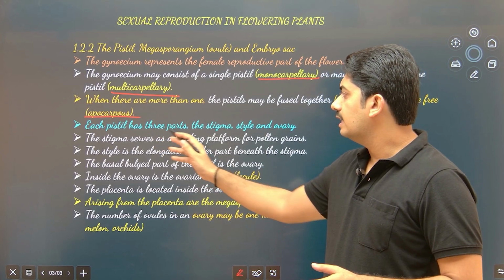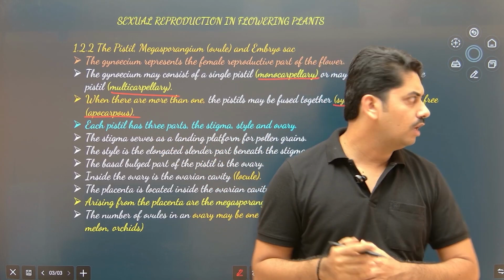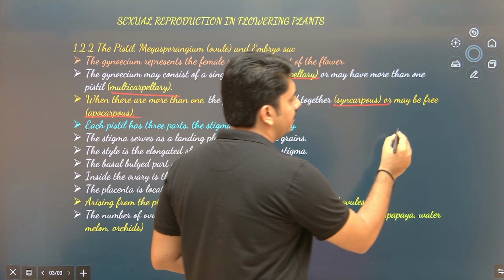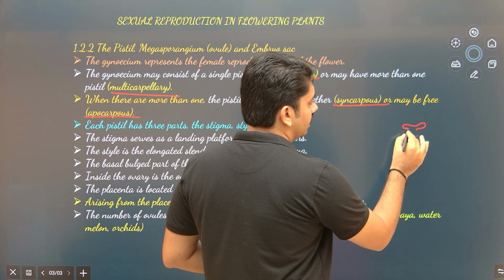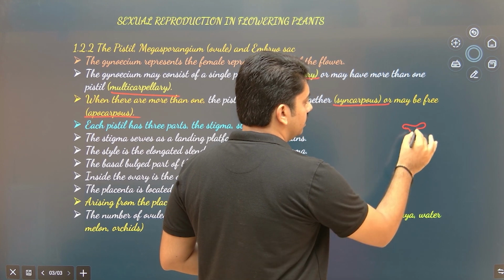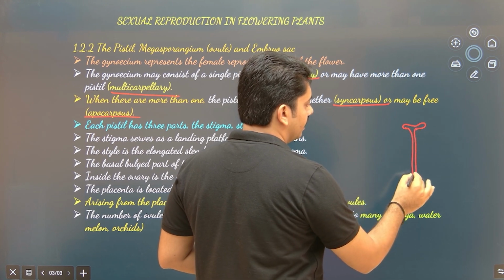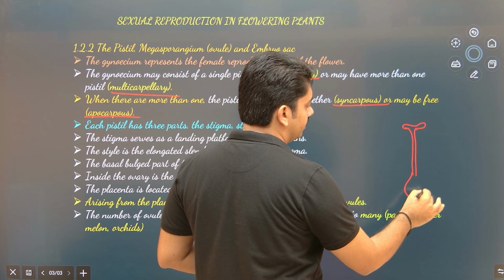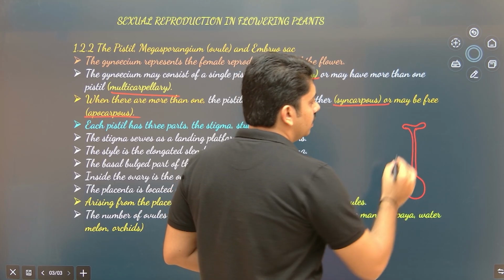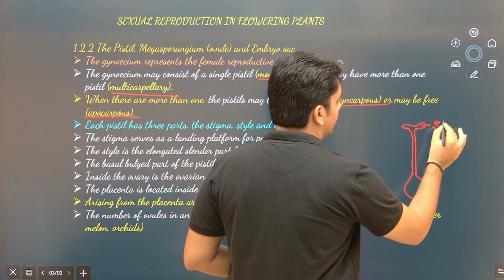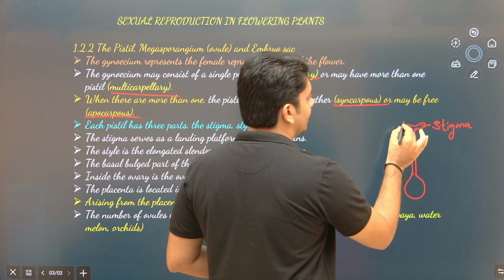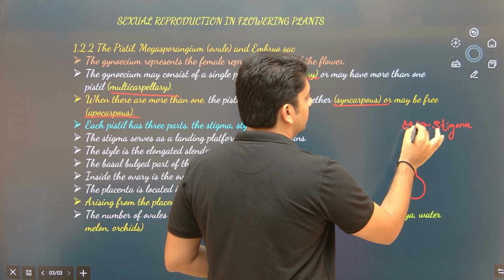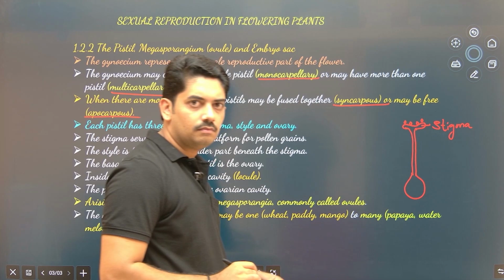Now each pistil has three parts. If I draw a rough diagram here, this is the stigmatic surface. Here you can see the long style and the ovary. What is this stigma actually? What is its function? The stigma acts as a landing platform for the pollen grains.